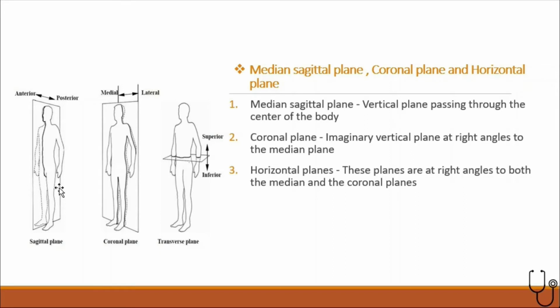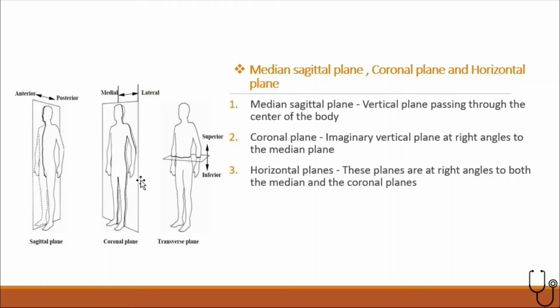The structures near to the median plane of the body are called medial to the other structures, and structures that lie far away from it are known as lateral to the other structures. We will see it again in a few minutes. The next one is the coronal plane. It is also an imaginary vertical plane at right angles to the median plane. You can see in this image, this is the median sagittal plane and this is the coronal plane. The coronal plane lies at right angles to the median sagittal plane.